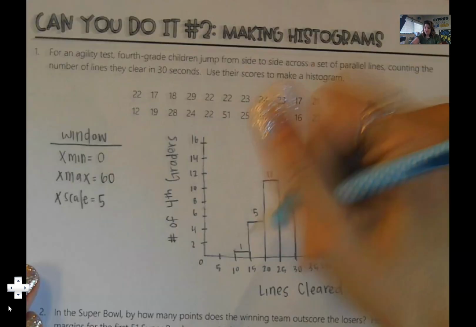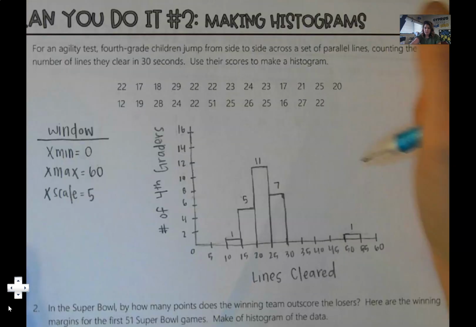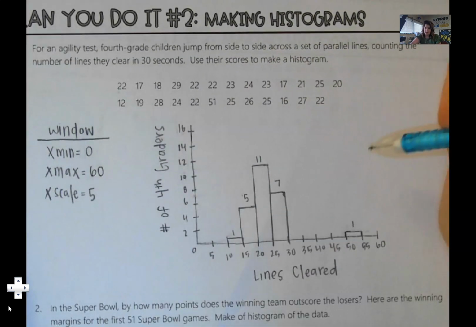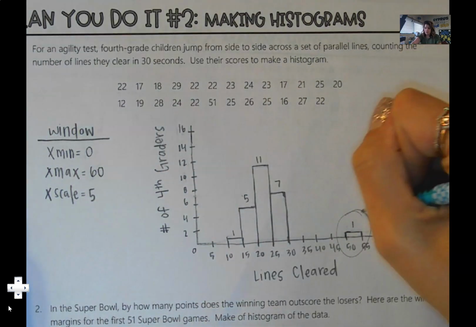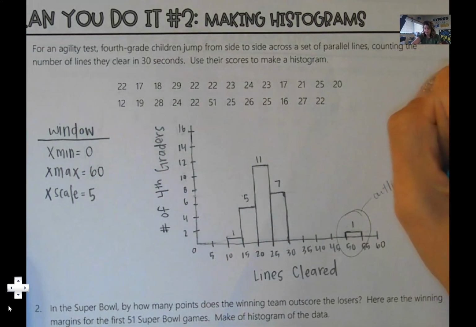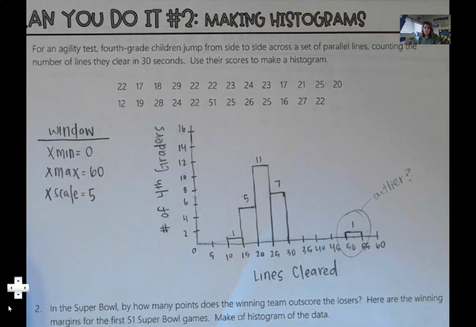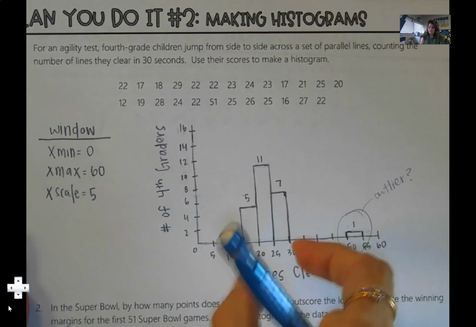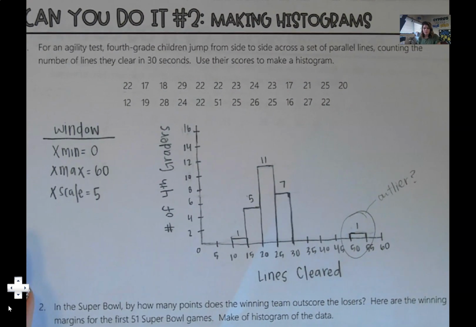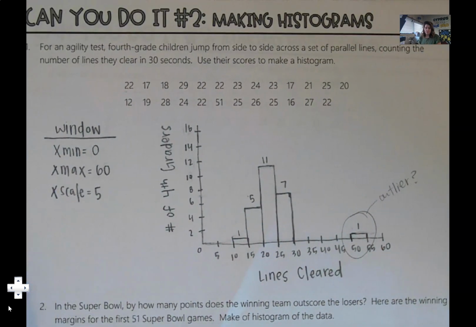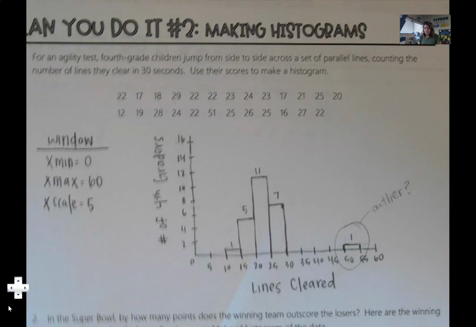Shape of the data looks pretty symmetric, meaning if you folded it in half, it lines up pretty well. This kid's unusual. I would say that this might be an outlier. I think that that's a pretty unusual spot. I don't think the data is very spread out. It's all clustered right here between 15 and 30. So that's how mine ended up for the agility test.